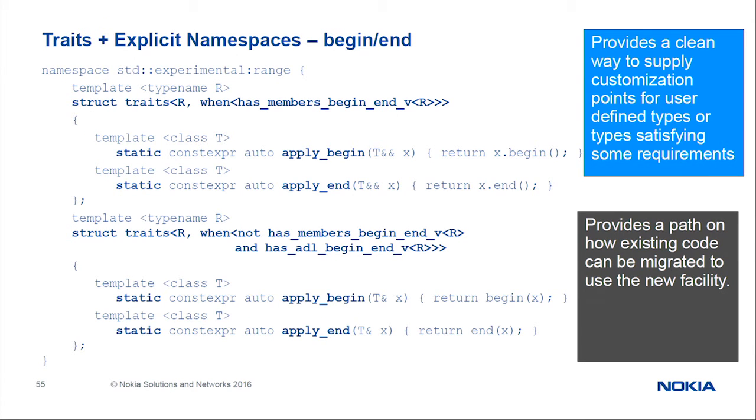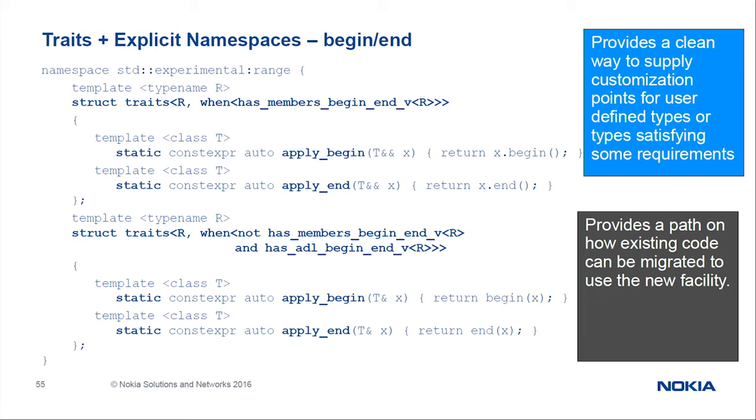Now I want to specialize for types that have members begin and end. And we just forward to the x begin, x end. These threads, it is just something that will check that this and this is well defined.